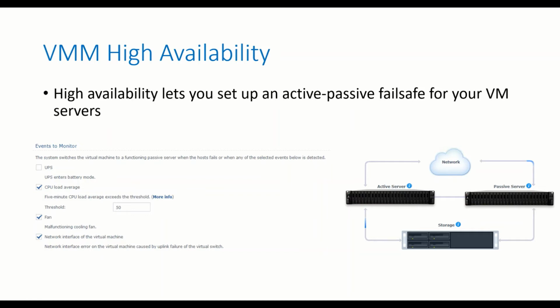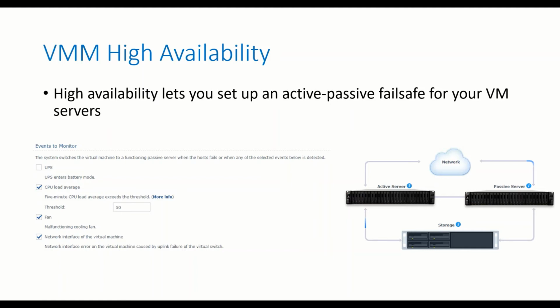If the active server malfunctions while the passive server is functioning normally, the system will automatically perform a switchover without disrupting the availability and connections of the virtual machine. On the other hand, if the active server is inaccessible or the virtual machine is unexpectedly offline, the system will perform a failover.